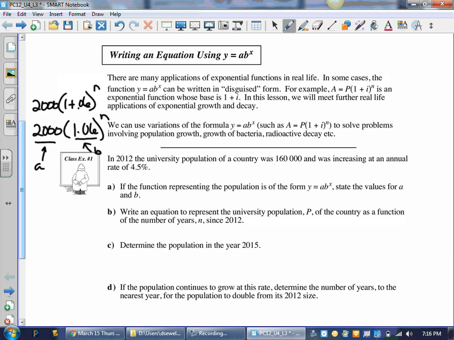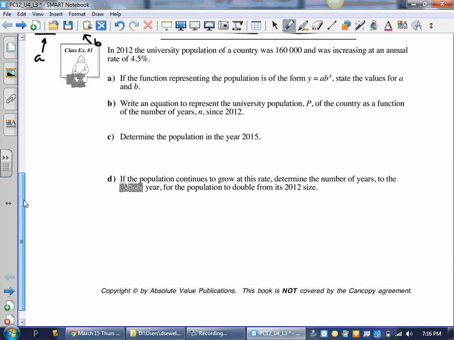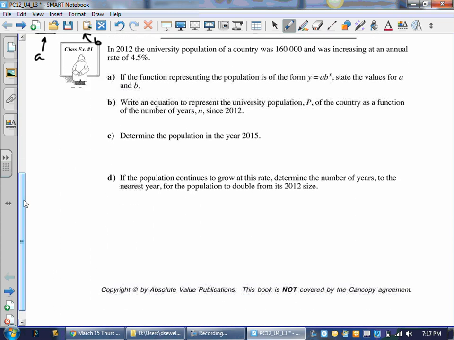So we can use variations to solve problems involving population growth, the growth of bacteria, or decay. Radioactive decay is the most common kind. All right, in example 1, in 2012, the university population of a country was 160,000 and was increasing at an annual rate of 4.5%. So right off the bat, we need to state the values for A. A is the initial amount.